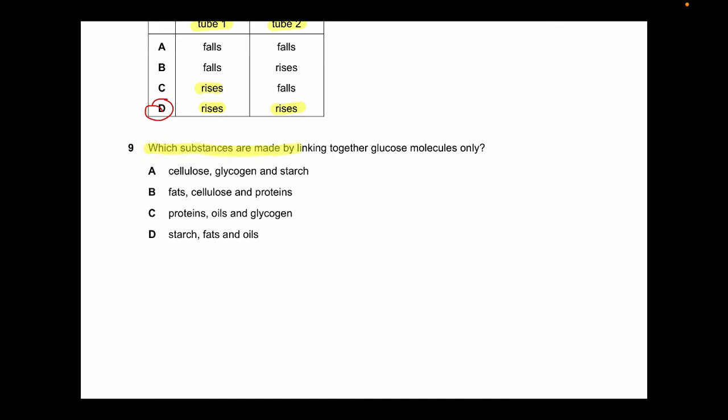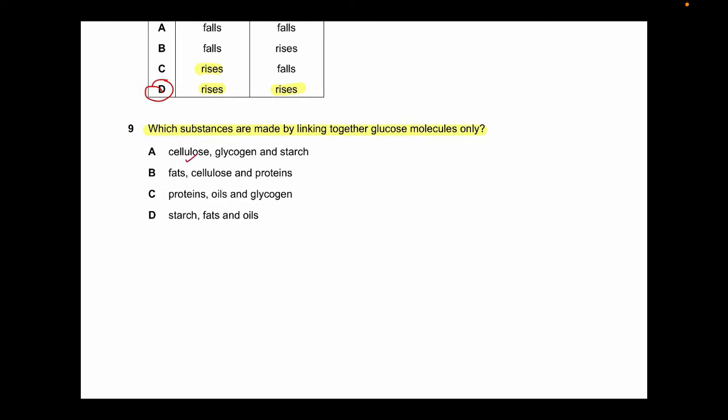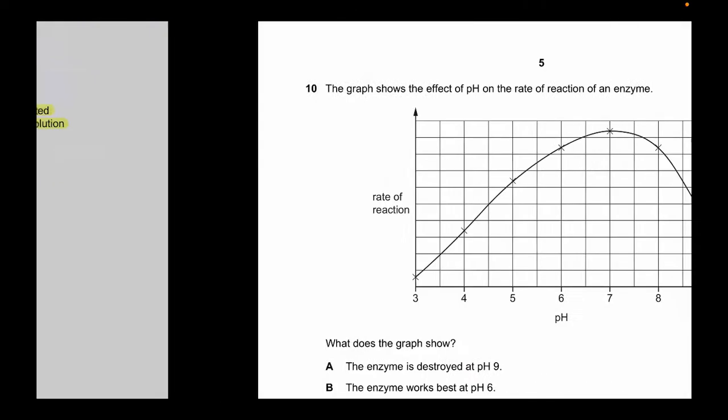Which substances are made by linking glucose molecules together only? Okay, by linking glucose molecules we can make cellulose, glycogen, starch. We cannot make fat, protein or oils. So option A is the correct answer.